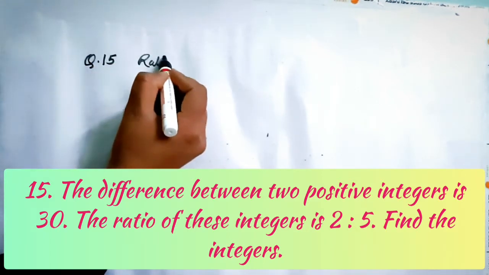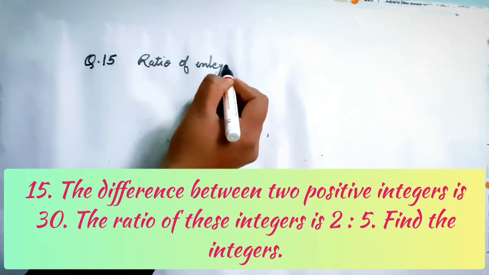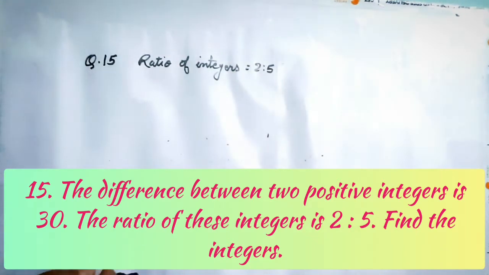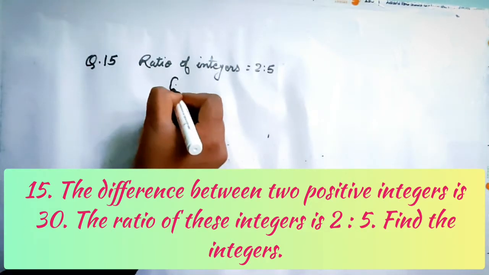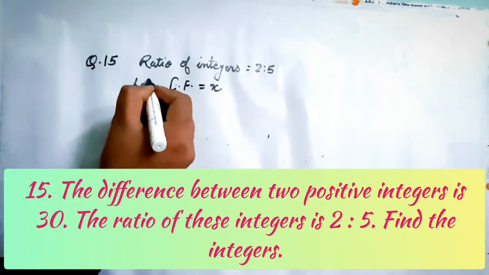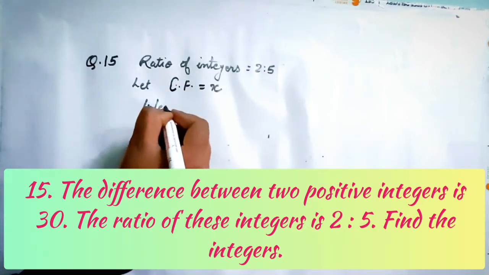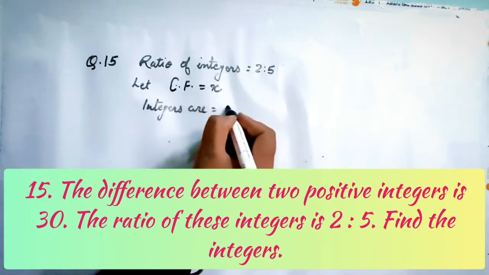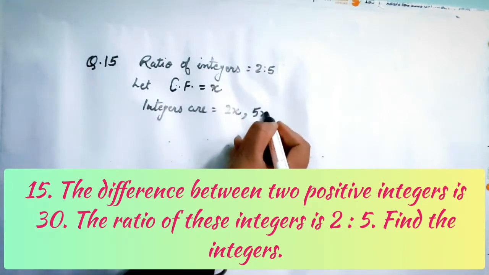Ratio of integers is given, 2:5. Then if the ratio is 2:5, we have to suppose a common factor. So let the common factor equal x. Then the integers are 2 into x, that is 2x, and 5 multiplied by x, that is 5x.